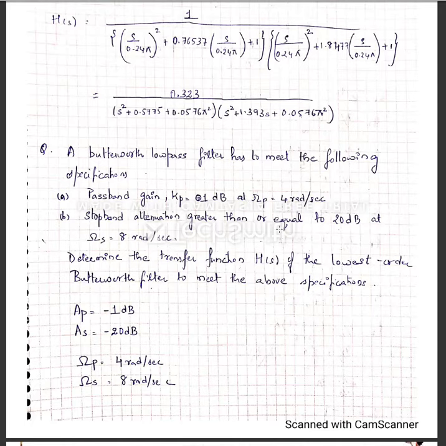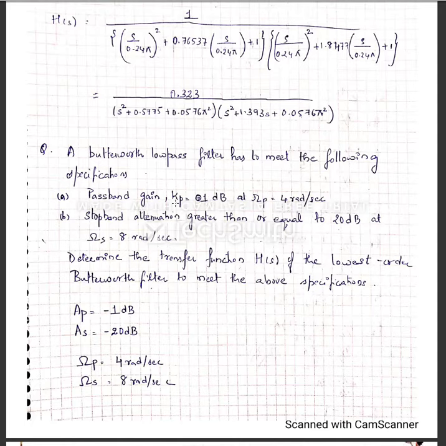The stop band attenuation they have given, that is your omega s. Omega s is 8 radian, and this is nothing but your stop band attenuation As, 20 dB. So omega s you have, omega p you have, Kp they have given, and Kp and Ap you have to relate. This is the gain, and gain will be positive. In Ganesha they had given minus; it should be plus. So 1 dB.